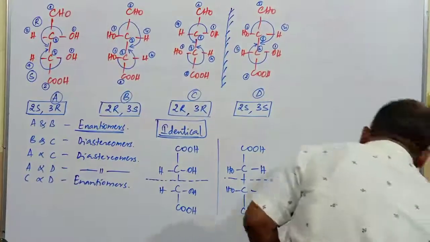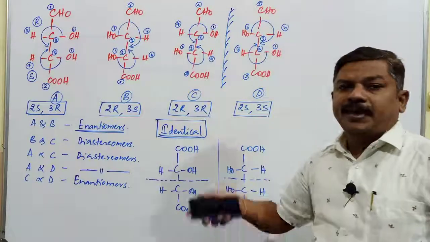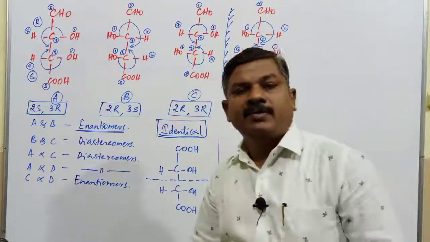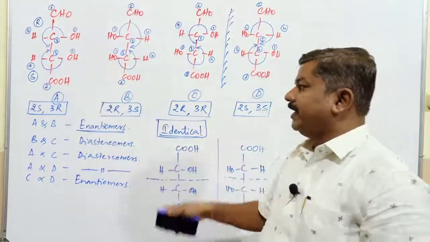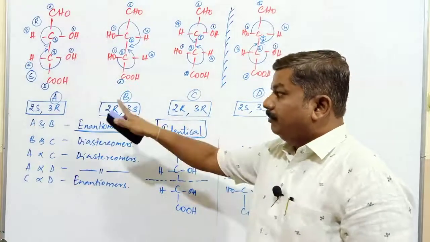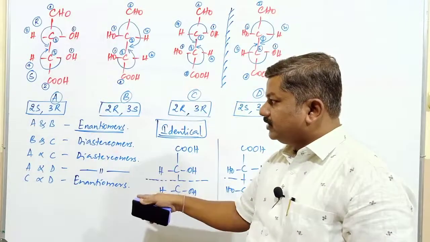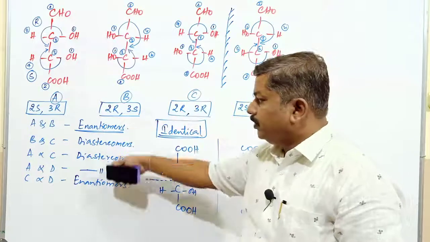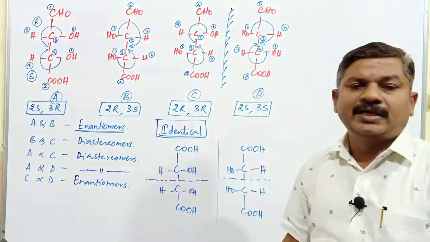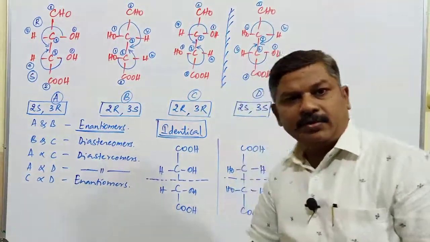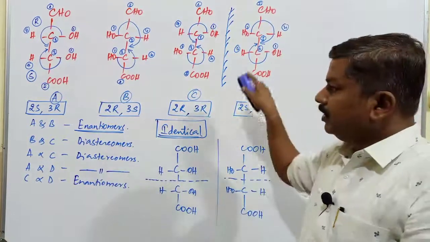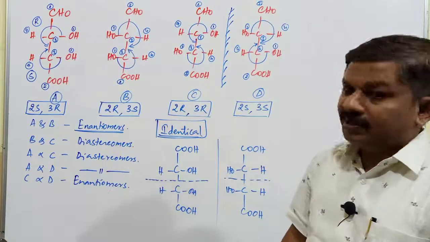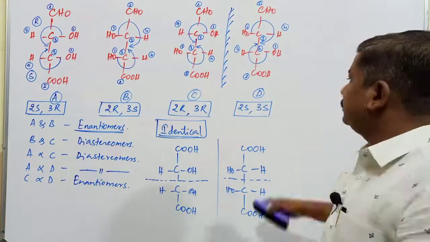So this is about assigning the configuration of the molecule as R configuration as well as S configuration. Based on the conversion of R into S or S into R, it is possible to identify the molecules as enantiomers or diastereomers. Okay, this is the complete information related to R and S configuration.